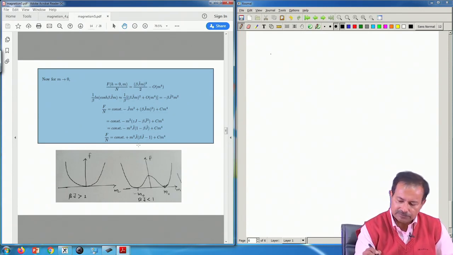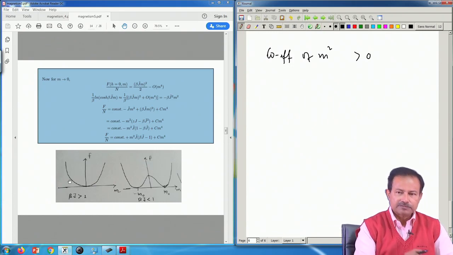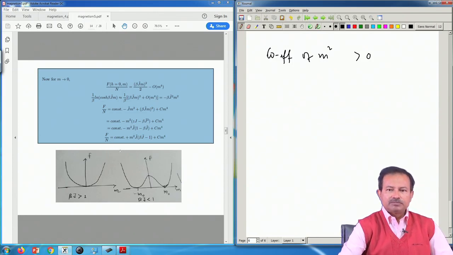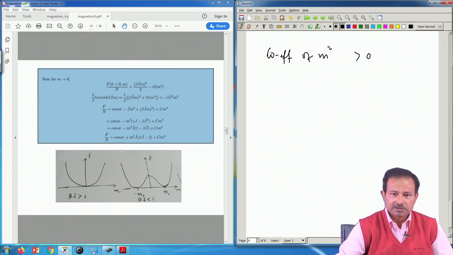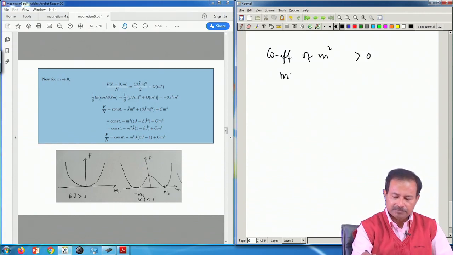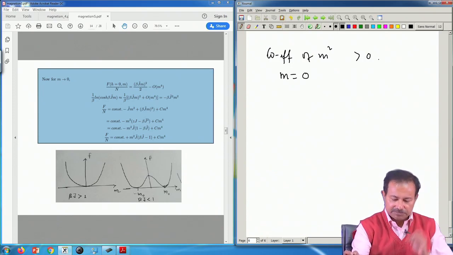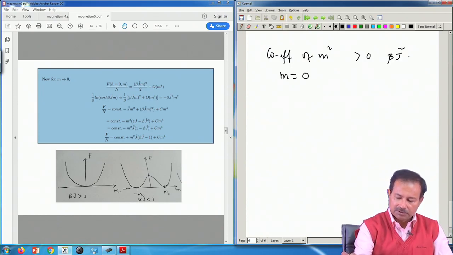So the coefficient of m squared is positive, greater than 0. In that case, you get this first curve, which is like a parabola, and then of course the m to the power 4 term will make it much steeper than a parabola. Then there is only one minimum. You want to minimize the free energy, so that is the solution. So m equal to 0 is the only solution, which means it is a disordered state, you are actually above your Tc. That is beta J tilde greater than 1.